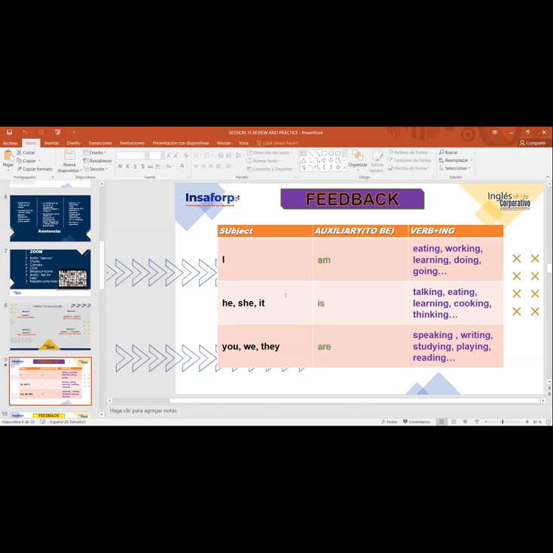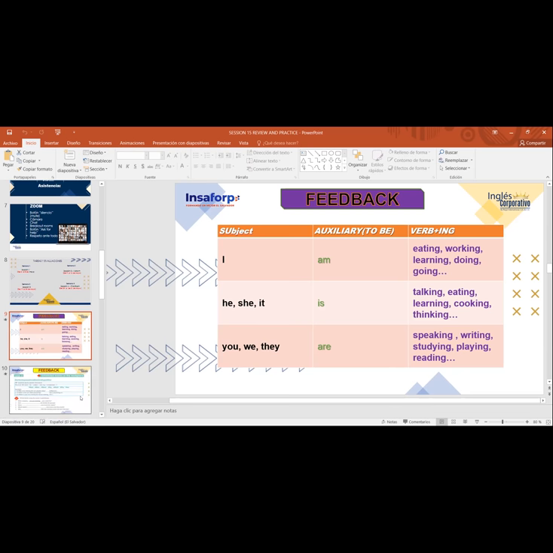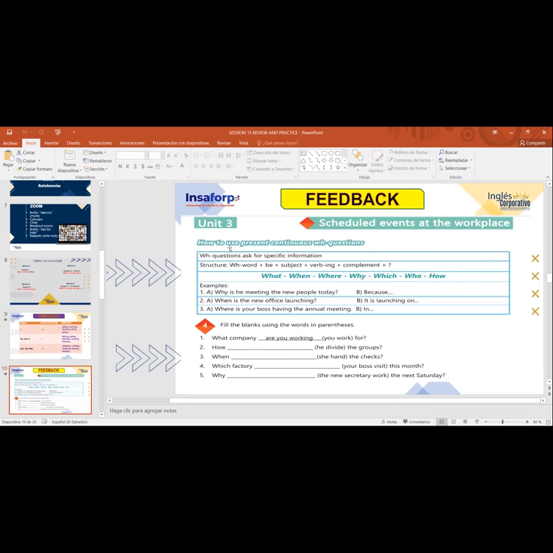Entonces, con el feedback, let's recall the structure for the present continuous. The subject, the auxiliary verb be, according to the subject, and the verb must be in ing. This is what we have been studying in class. And as a feedback, let's remember how to use the present continuous with WH questions. Para hacer preguntas solicitando información específica, utilizamos este grupo de palabras: how, when, where, why, which, who, how, or what time, que no está acá, pero se podría utilizar.